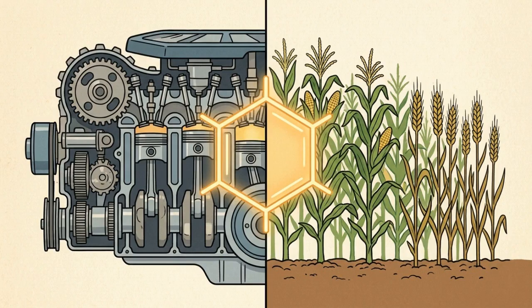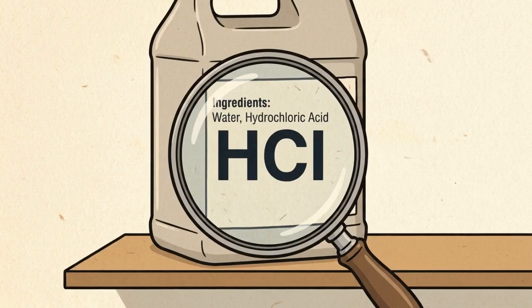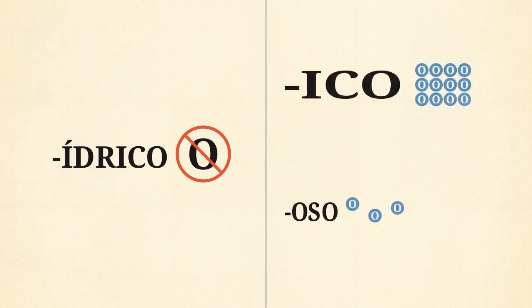From the engine of your car to the soil in the fields, these acids are actively shaping your daily routine. Next time you stand in a hardware store aisle, the labels look different. You are no longer reading generic brand names. You are reading the chemical ingredients through a decoder ring. Hídrico signals 0 oxygen. Ico and oso signal its presence, with the ico version holding the higher concentration.